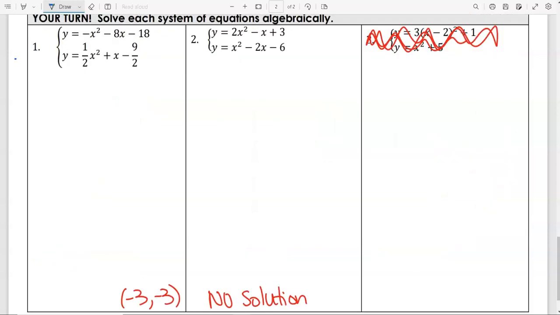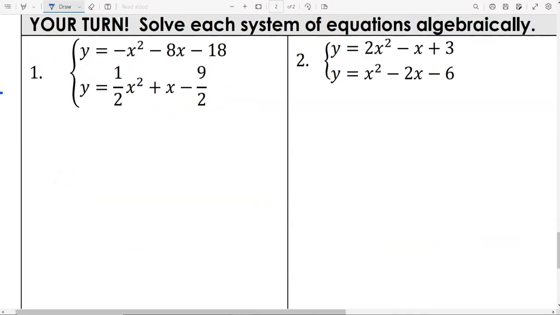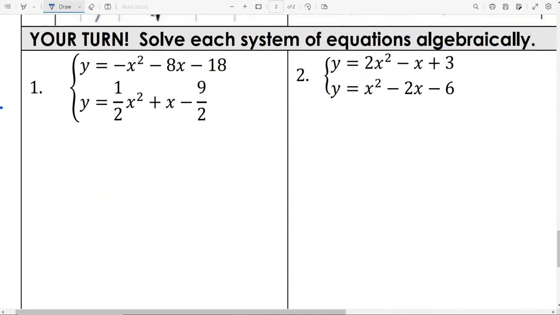Okay, we'll start with number 1. You could do substitution or elimination. I would look at this and I would go the substitution route. That's what my brain tells me to do. Because really elimination, I could get rid of the middle x, but I couldn't do 2 at the same time, or not easily. So I'm going to go substitution with this one.